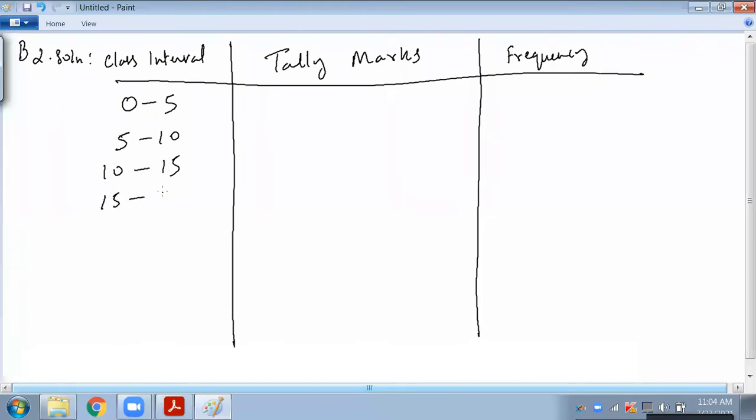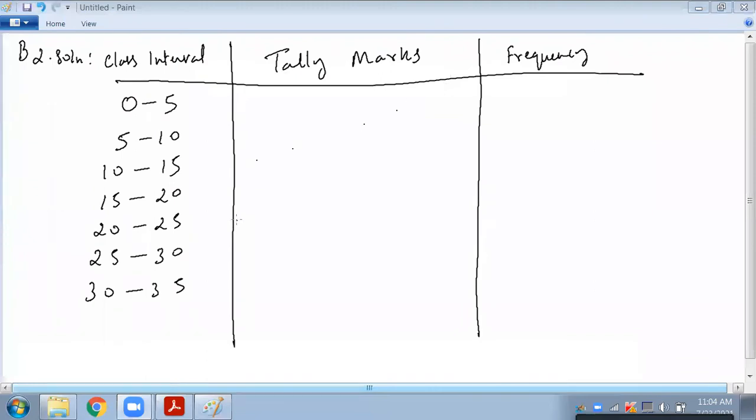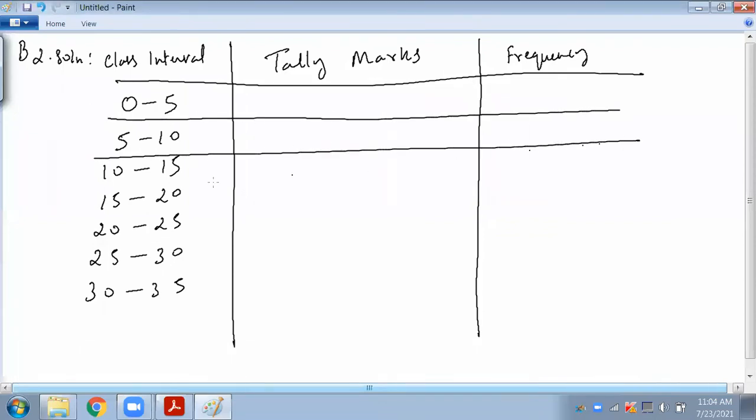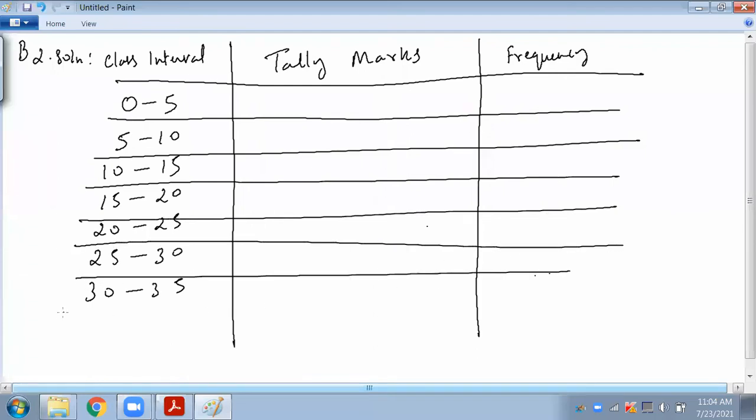So the classes are 0 to 5, 5 to 10, 10 to 15, next will be 15 to 20, next 20 to 25, next 25 to 30, next 30 to 35. Depending on the highest data that is given to us, according to that, we'll take the last one. Okay, now it is better to draw lines. And then there will be a total.